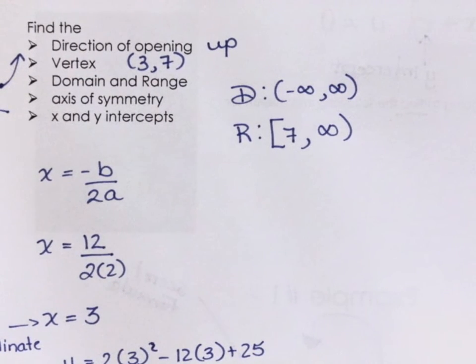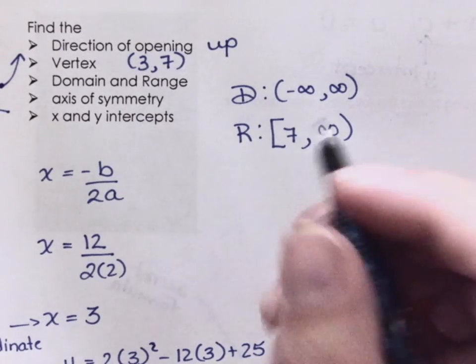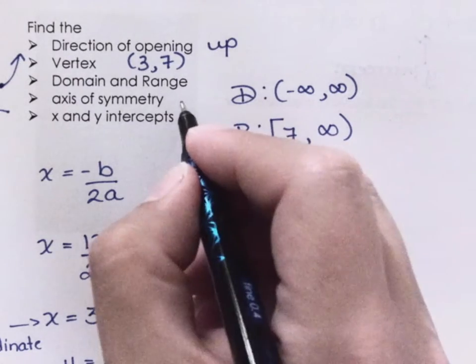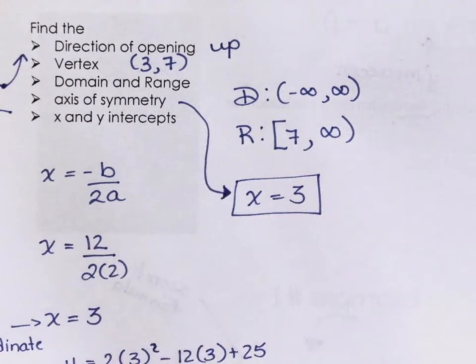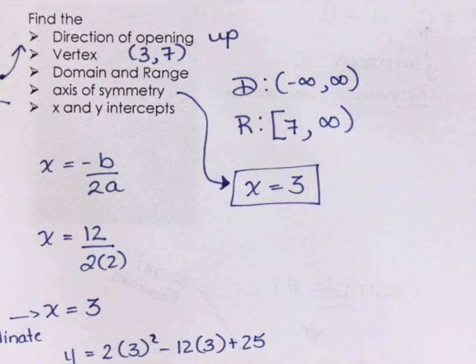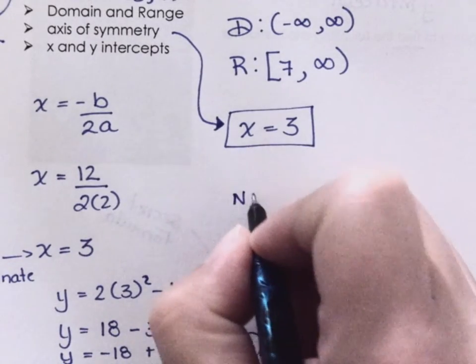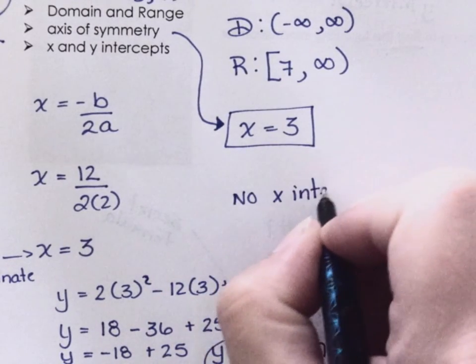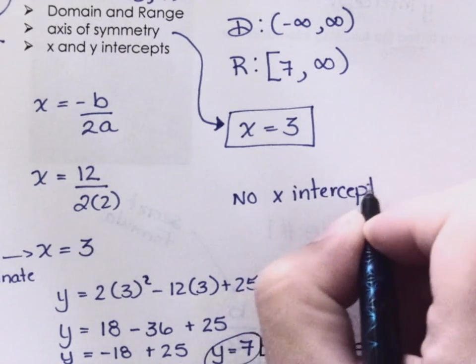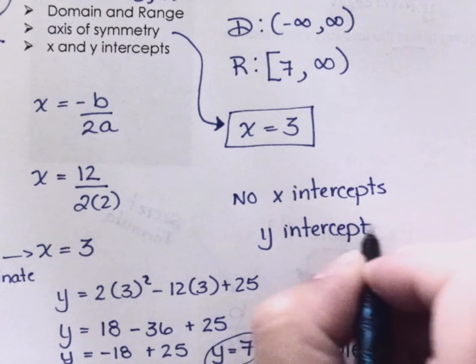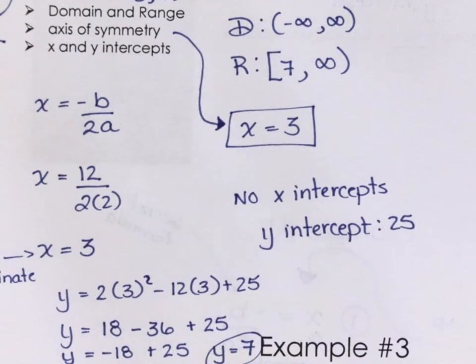Okay, where's my axis of symmetry? What's the equation of the axis of symmetry? X equals 3. See? You're getting confident. I'm just going to draw an arrow to it so you guys know that that's what that is. How many x-intercepts do I have? Go back to my picture. Do I have any x-intercepts? None. No x-intercepts. And where is the y-intercept? At positive 25. So that's not too terrible.